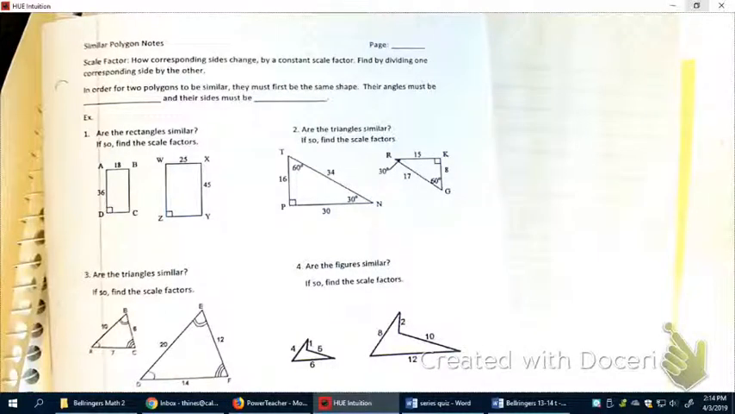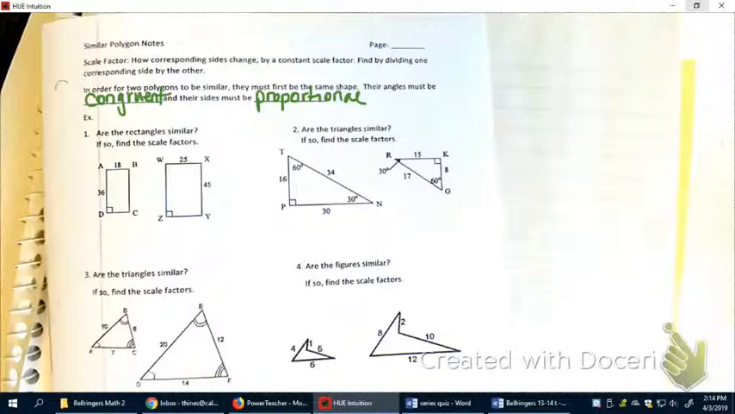For polygons to be similar, their angles must be congruent and their sides must be proportional. So if it's a polygon and I'm trying to figure out if they're similar, I'm going to first check to see if all the angles are the same. If all the angles are the same, we're good.